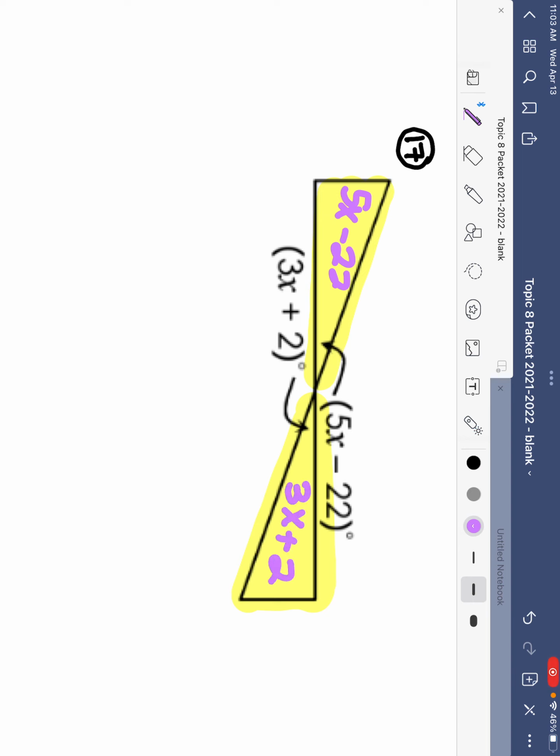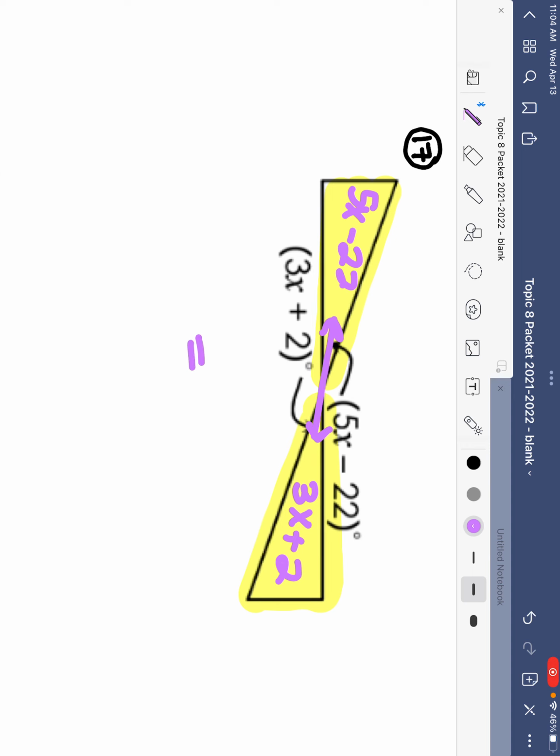So what I notice about these two angles right away is they are directly across from each other, right? So angles that are directly across from each other are vertical angles. And I know that vertical angles are equal to each other. So I'm just going to write my equation with each expression on different sides of my equal sign. So 5x minus 22 equals 3x plus 2.